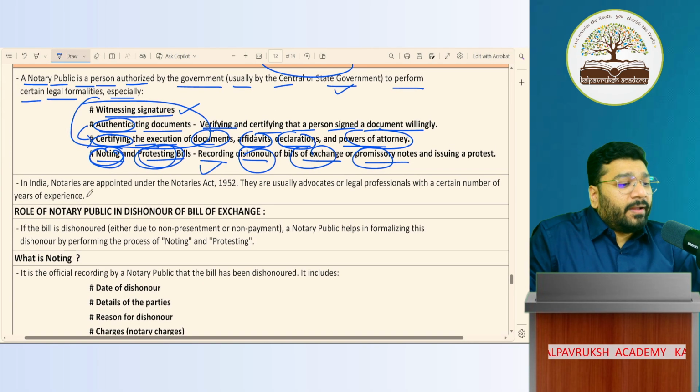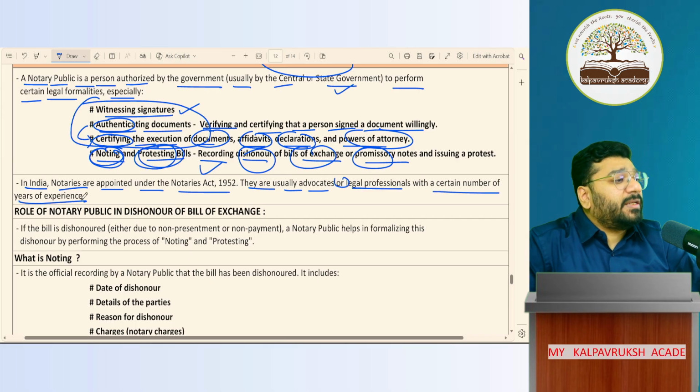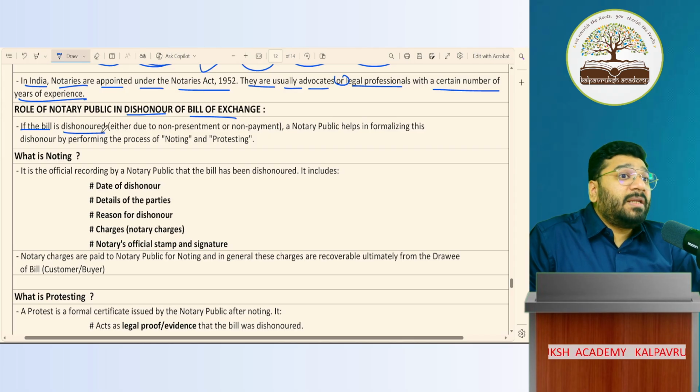Now, in India, notaries are appointed under the Notaries Act 1952. They are usually advocates or legal professionals with a certain number of years of experience. Role of notary public in dishonour of bill of exchange. The bill is dishonoured. Why does a bill get dishonoured?